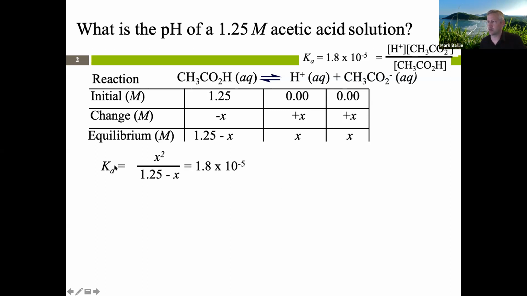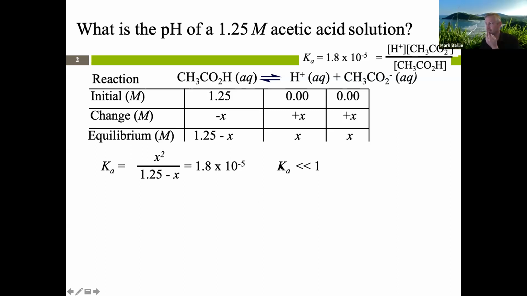So we set it up. Ka is the concentration of products at equilibrium. X is one of them. X is the other. So X times X is X squared over the concentration of our reactant at equilibrium. Can we do anything to simplify our lives? It is a weak acid, so you can take away the minus X on the bottom. What does that do if we take away this minus X? It makes it easier to work the problem.